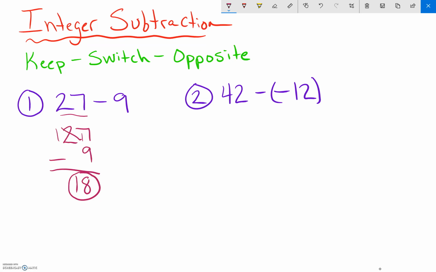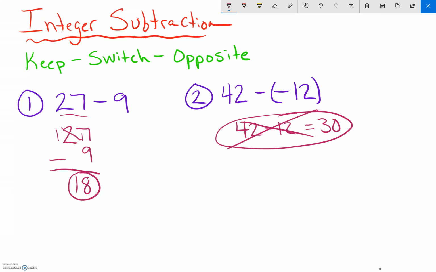Where this rule comes into play is for one like number 2. It's 42 minus negative 12. A lot of 7th graders just look at that and think, well, I've never seen anything like that. I'm just going to pretend it's 42 minus 12 and get 30. You can't do that. This is no good. You have to follow these rules. So let me show you. Like I said, it's going to take some practice, but we'll get there.